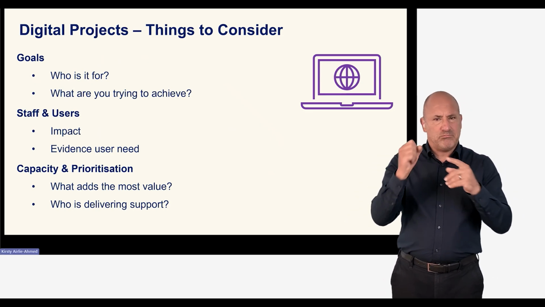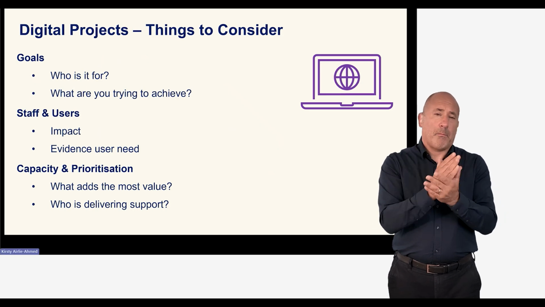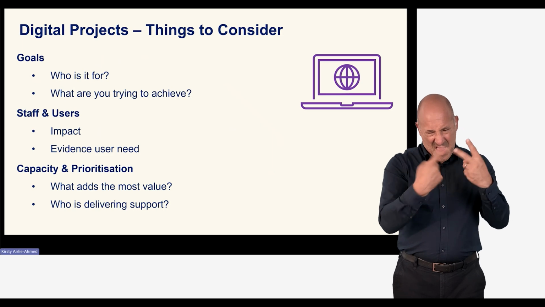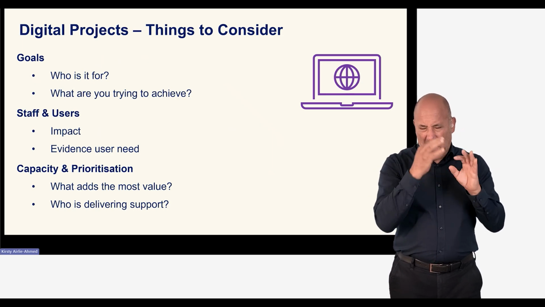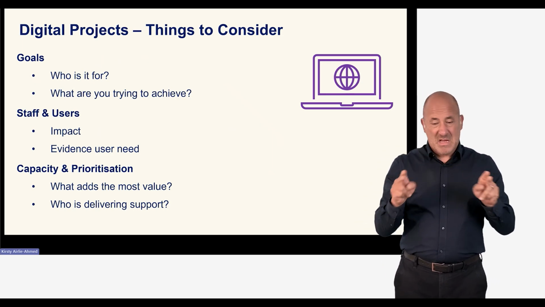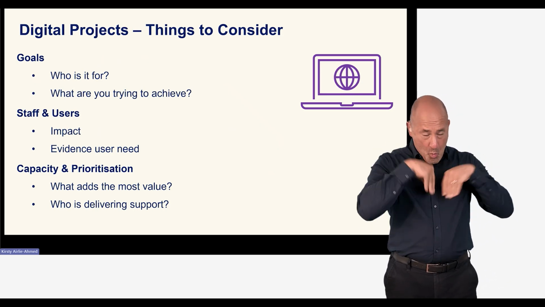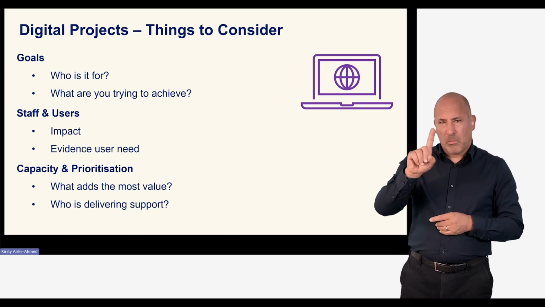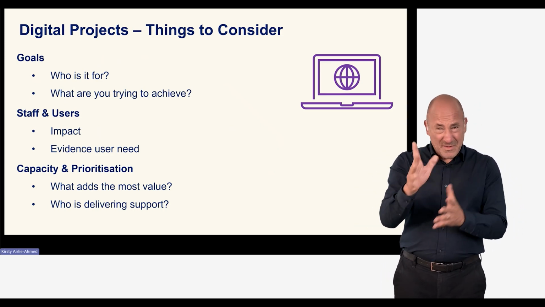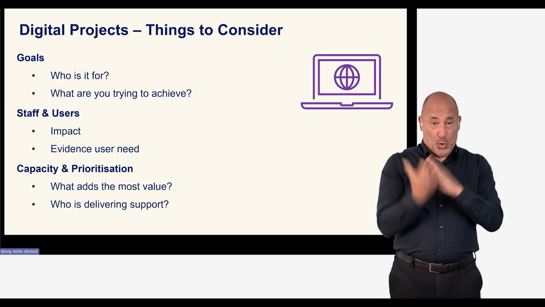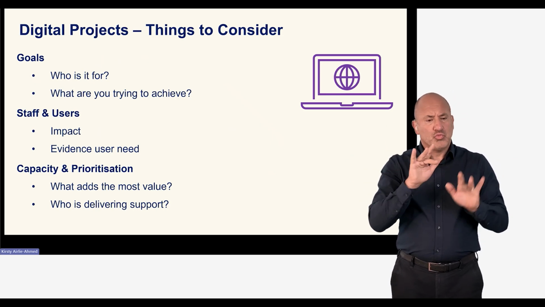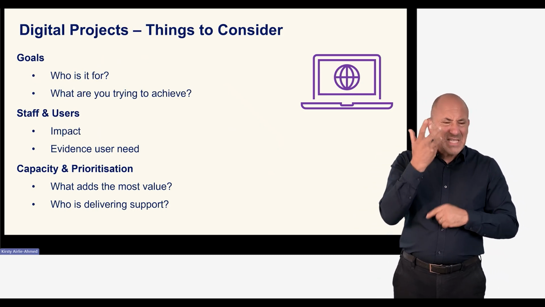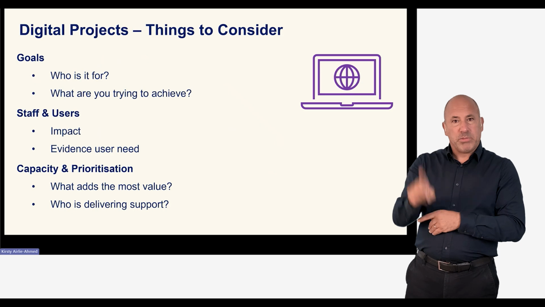Capacity and prioritisation. Digital projects can take up a lot of time for a lot of people. It can be tempting to try and do lots of things at once, but this tends to lead to problems. It is better to do less and well and make sure everyone is on board before moving on. Find out from users and staff what is most needed and valued. Otherwise, you run the risk of having lots of new infrastructure that doesn't get used. And it's really important to consider who will be able to support users with day-to-day issues.